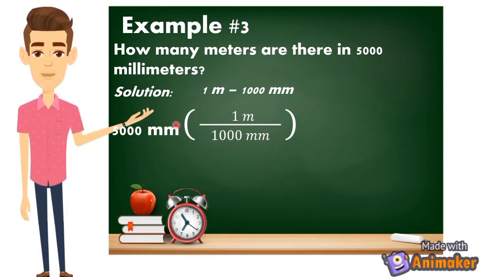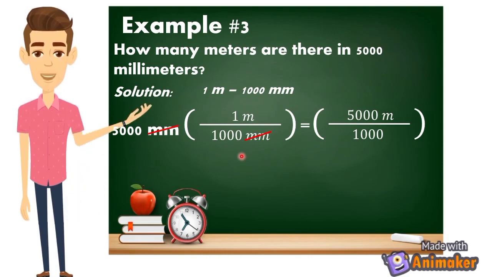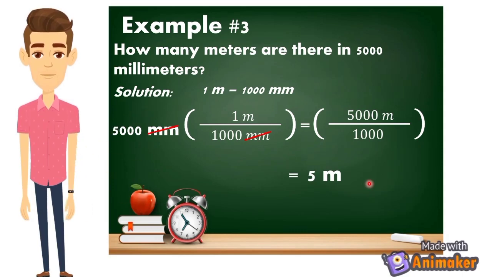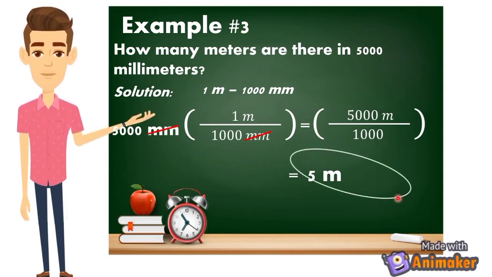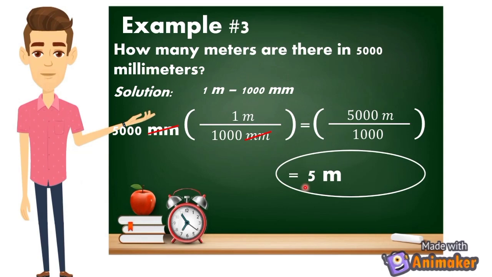So, to cancel natin yung millimeter, ang maiiwan na lang ay meter since ang hinahanap natin dito sa problem ay meters. So, multiply lang natin 5,000 times 1. Correct answer for that is 5,000 meter over 1,000. Hindi ko na sinama yung millimeter dahil na-cancel out na po siya sa unang step natin. So, 5,000 meter divided by 1,000 is equals to 5 meter. This is the final answer. Again, meron tayong 5 meters in 5,000 millimeter.